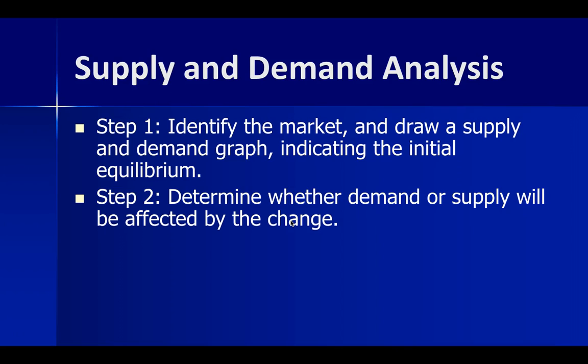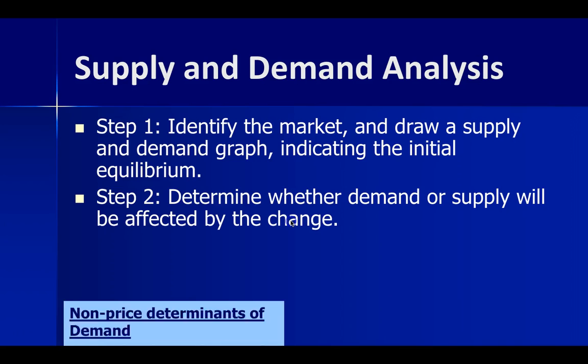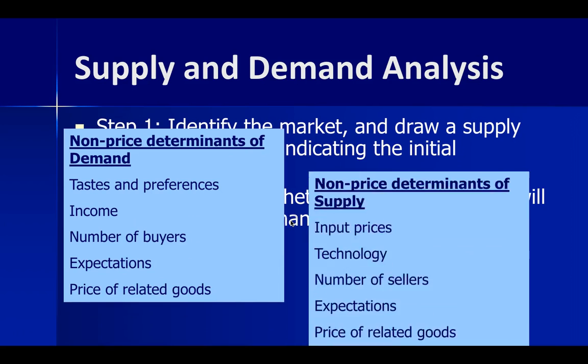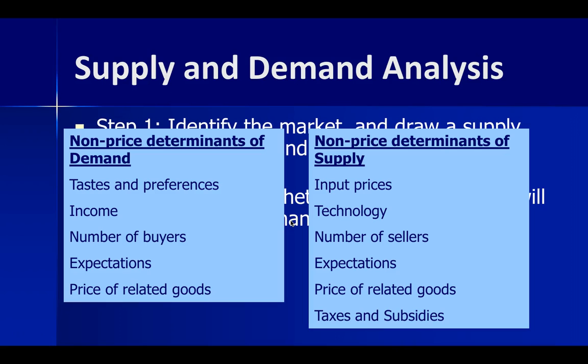The next thing we want to do is determine, from the situation we've been given to analyze, whether demand or supply is going to be affected by the change. This is where it's important that you remember those 5 items that we talked about, the non-price determinants of demand, and those 6 items that we defined as the non-price determinants of supply. You'll need to be able to identify whether the scenario falls into one of the situations on the left, demand shifters, or one of the situations on the right, supply shifters.